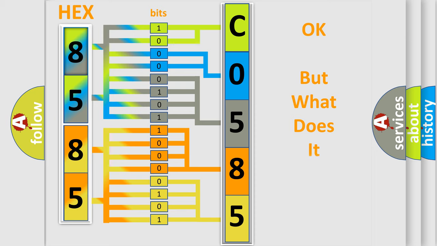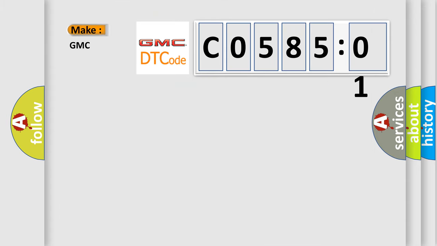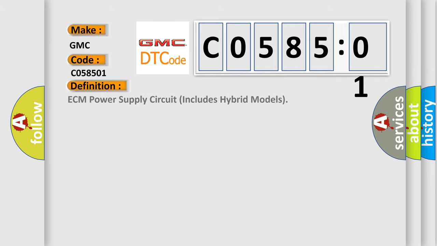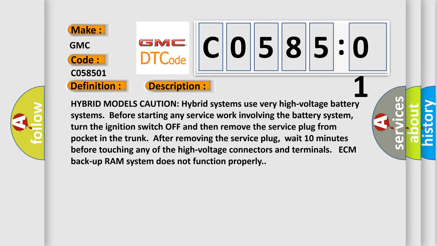The number itself does not make sense to us if we cannot assign information to what it actually expresses. So, what does the Diagnostic Trouble Code C0585-01 interpret specifically for GMC car manufacturers? The basic definition is ECM power supply circuit, includes hybrid models. And now this is a short description of this DTC code.